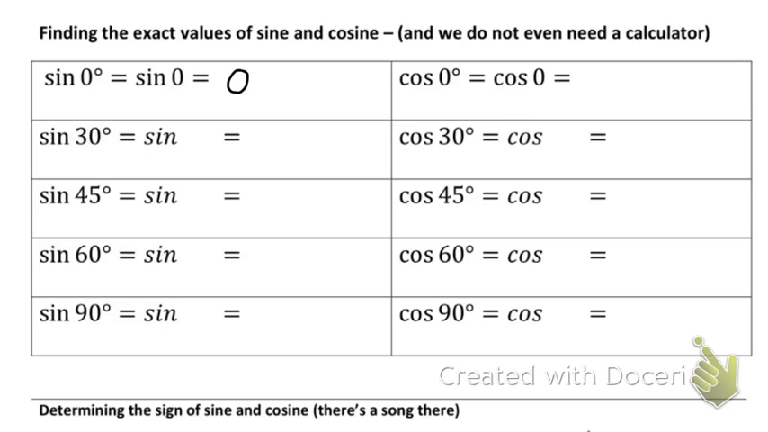I got that value memorized. I got it written down. What would the cosine of 0 degrees be then? What was that? 0. It won't be 0. Look at that point again. Yeah. It's going to be 1.